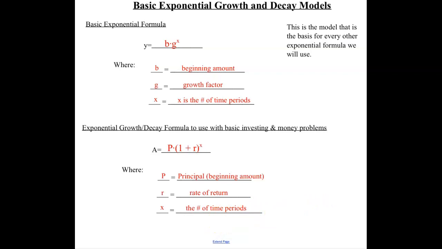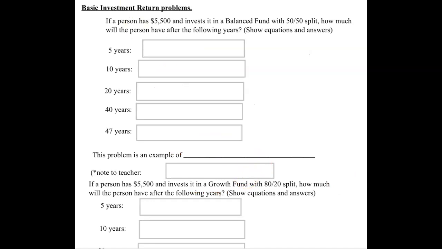So we're just going to look at a couple examples of what happens as we change our rate of return and as we change the amount of time we have. In our first example, it says if a person has $5,500 and invests it in a balanced fund with a 50-50 split, how much would the person have after the following number of years? We're going to look at what happens as we increase the time from 5 years all the way up to 47 years. Our starting amount here would be this $5,500. That would be our principal.